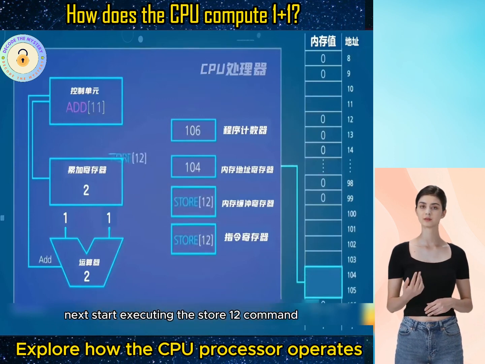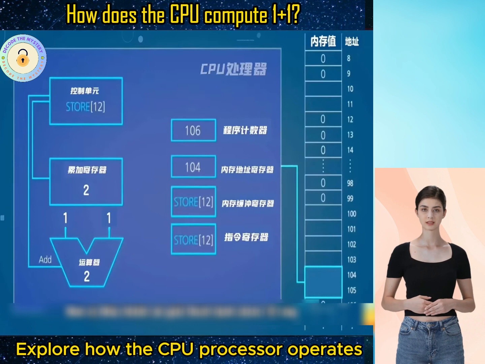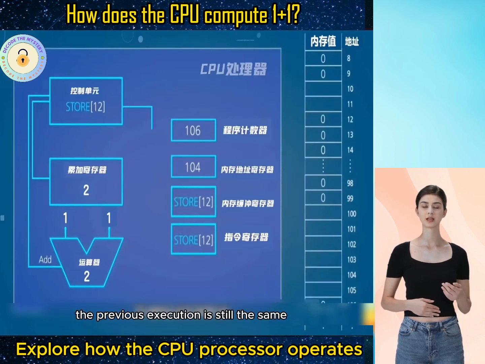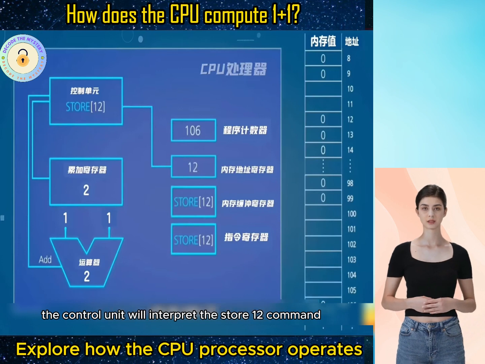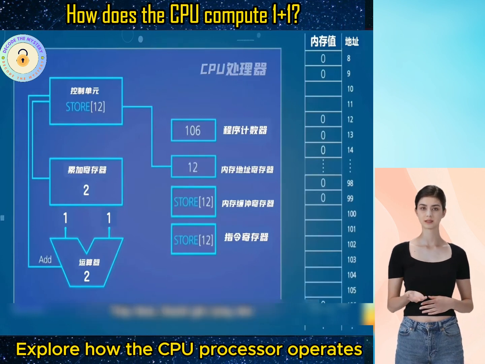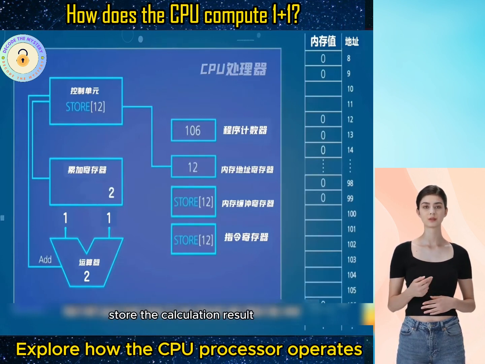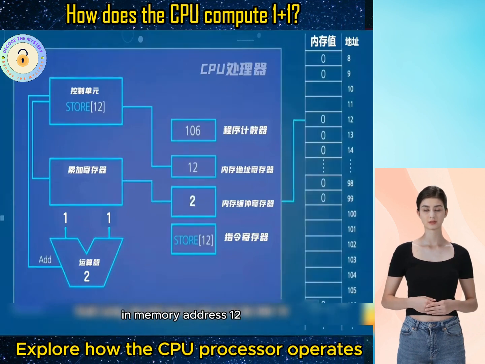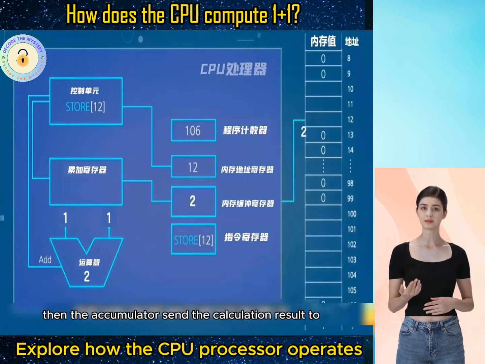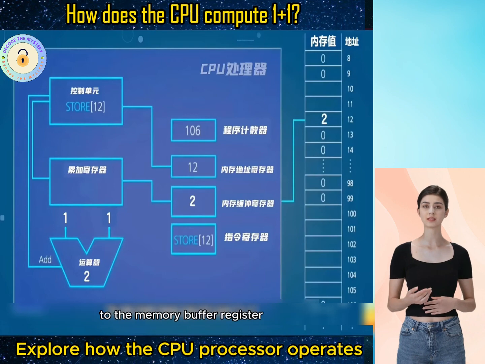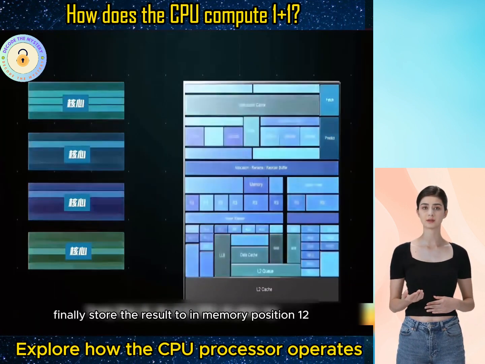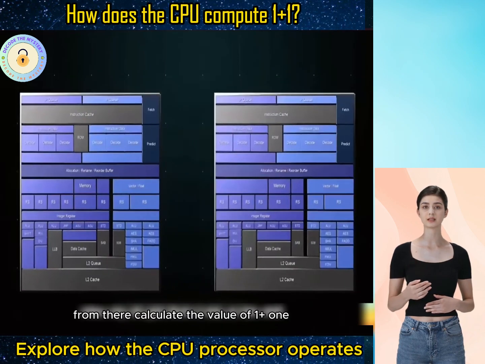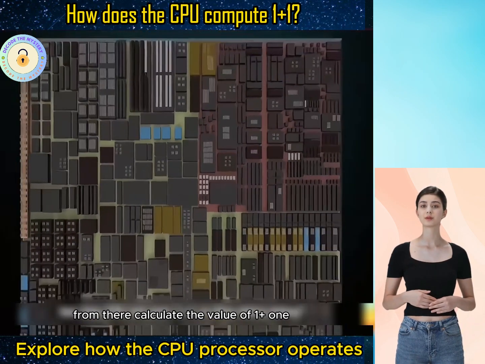Next, start executing the store 12 command. The previous execution is still the same. When it reaches the control unit, it will interpret this store 12 command. The meaning of the command is to store the calculation result in memory address 12. Then the accumulator sends the calculation result 2 to the memory buffer register. Finally, store the result 2 in memory position 12. From there, we have calculated the value of 1 plus 1.